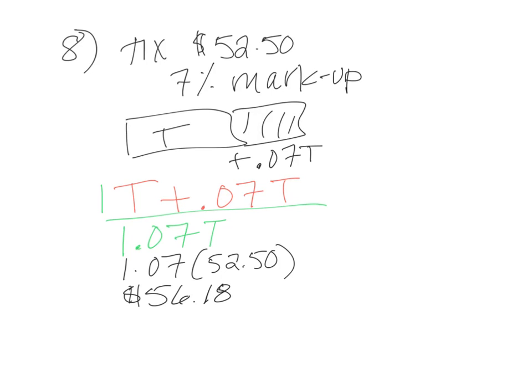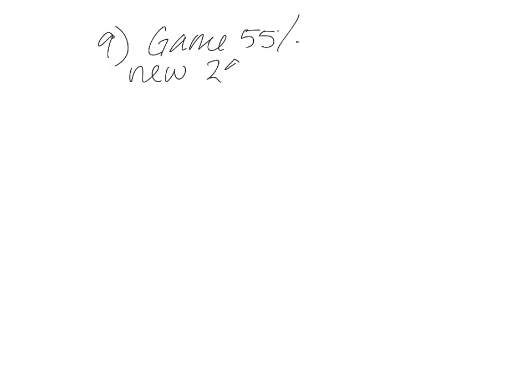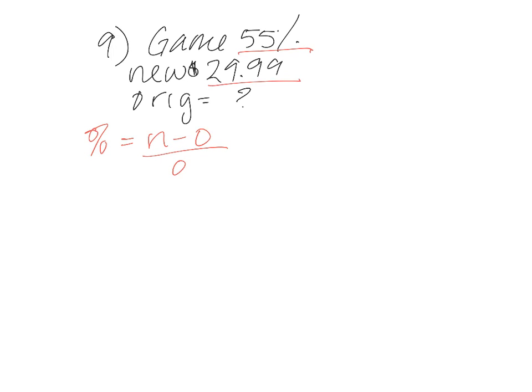Okay, let's look at the last two, which lots of people struggled with. Number 9 says that the game is 55% off, and the new price is $29.99. And it says what was the original price. So I'm solving for the original price. So I'm going to write my formula, and my formula is percent of change equals new minus original divided by original. And I knew to use this because it had a percent, it had a new number, and it had an original number. The problem is we don't know our original number.